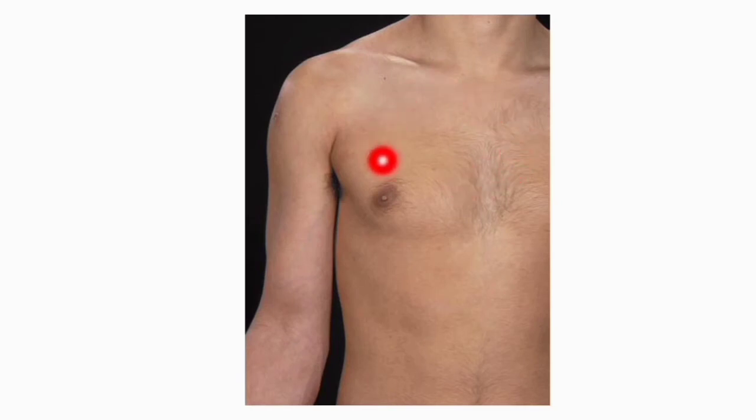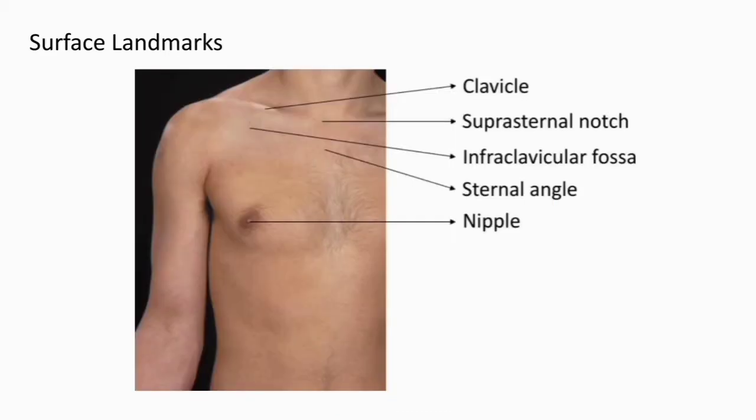Hello friends, today we are going to learn the anatomy of the pectoral region. Pectoral region is the anterior aspect of the thorax, the chest. It includes muscles that connect upper limb to the anterolateral chest wall and the mammary gland which secrete milk in females. Now let's see important surface landmarks of the pectoral region.